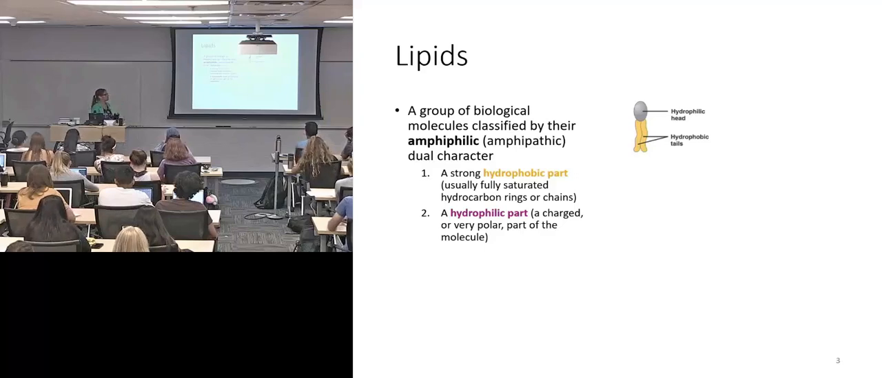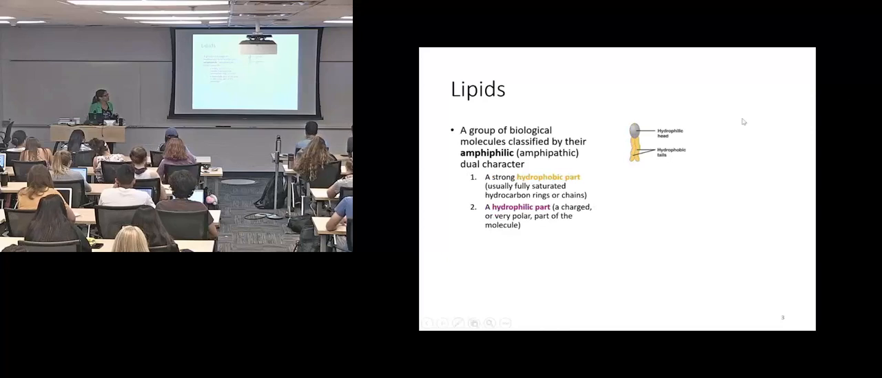They have dual character, so they have a hydrophobic part. Generally, we're talking about hydrocarbon rings or chains. So they're typically drawn as little tails here. And then they have some hydrophilic part. Could be charged, might just be neutral but very polar. And so we'll typically have some sort of head group. And this is our simplified schematic of a lipid molecule. Okay.